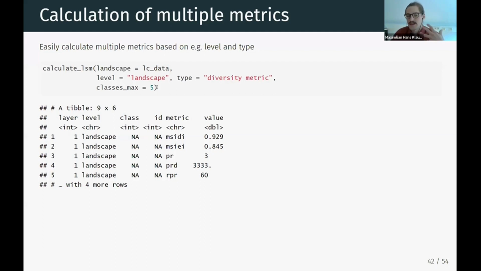So for example, it could be that we know that there are 5 classes in the overall landscape. We can say, okay, we know there should be 5 classes, and then you can see here in the last row, it's the relative patchness, which is the number of patches in the landscape in relation to the overall amount. So in this case, 5. So here you can see that you can specify some arguments for some of the metrics.